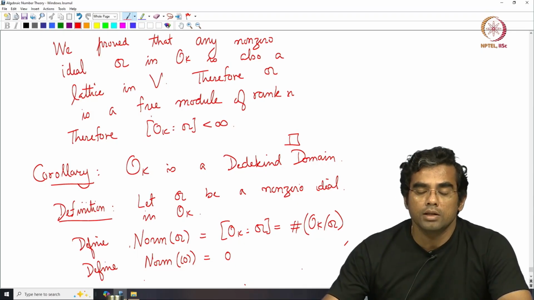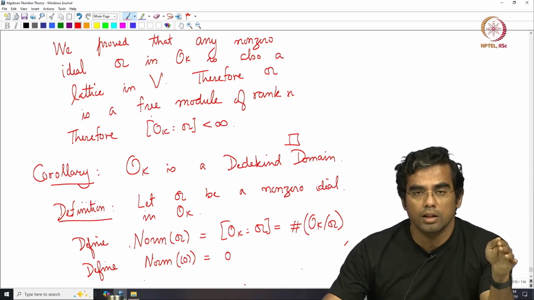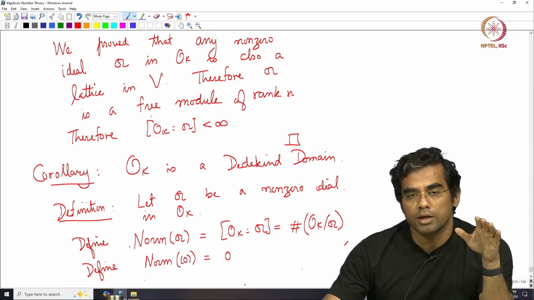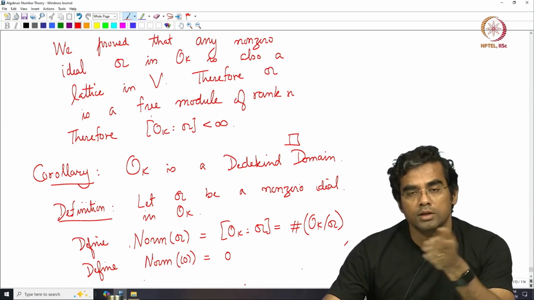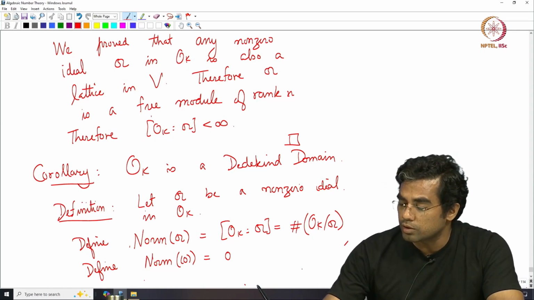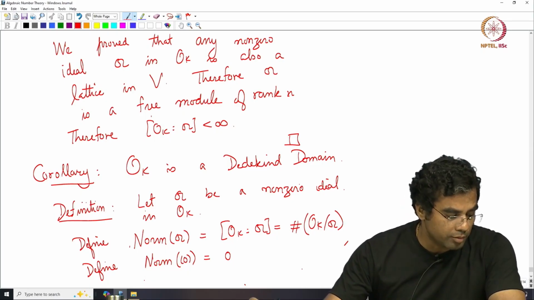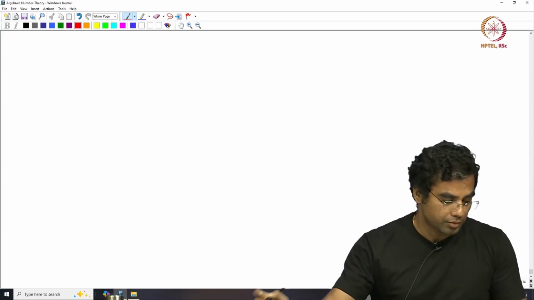Later on we will take a relative extension. We will take an extension L of a number field k, and then we will define the norm of an ideal inside L, norm from L to k. That will turn out to be an ideal. Right now we are just defining what is called the absolute norm, and this is just a number. So, the norm of the 0 ideal we just define as 0.